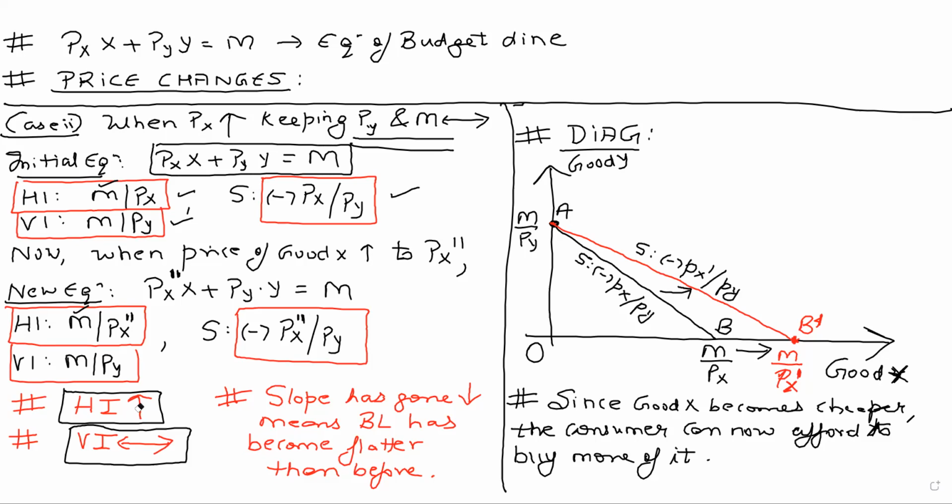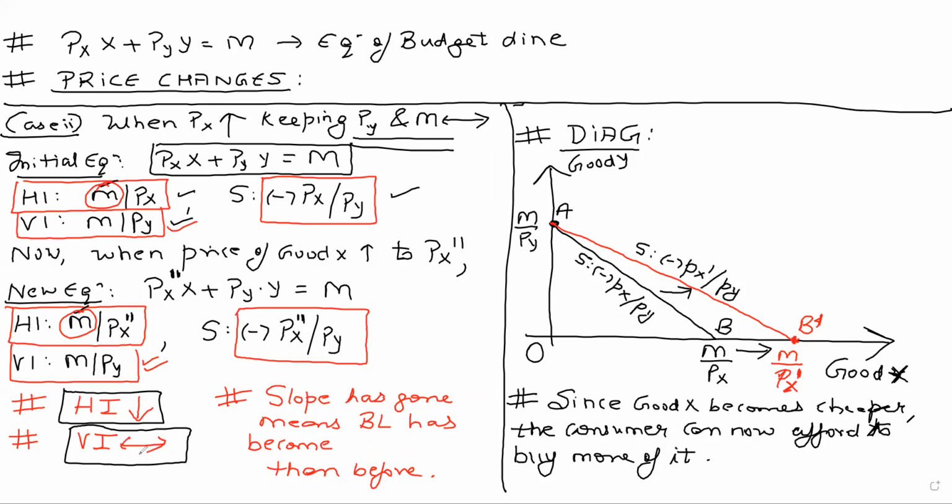Now guys, we can quickly do a comparison of the initial case with the new case. So what do we learn? Look at the horizontal intercept. For the same numerator M, you can see the denominator has gone up. For the same numerator, if the denominator goes up, it means the horizontal intercept has gone down. And look at the vertical intercept, guys, M by Py, M by Py. So the vertical intercept is unchanged.